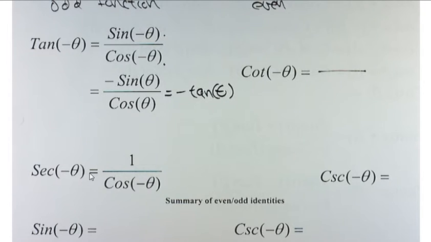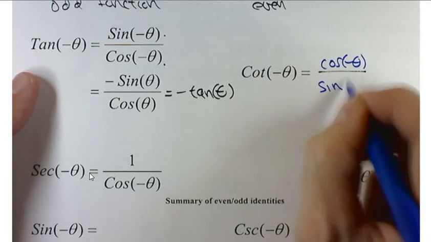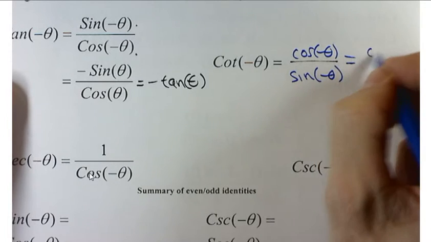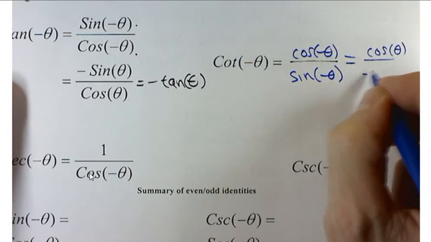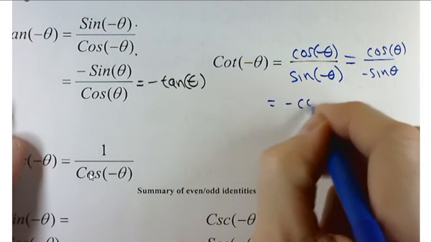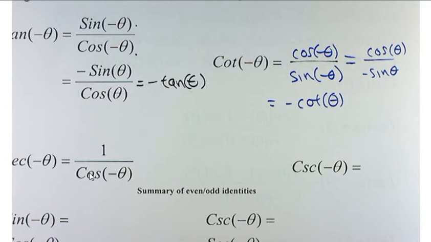Shamir, cotangent is what over what in terms of our basic trig functions? Good. So this would be cosine of negative theta over sine of negative theta. Good. Where can I go from there? All right, good. Cosine of theta over negative sine of theta. Does that simplify any farther? Yeah, negative cotangent of theta. So both of these are, again, odd functions because that negative seems to kind of factor itself out here.